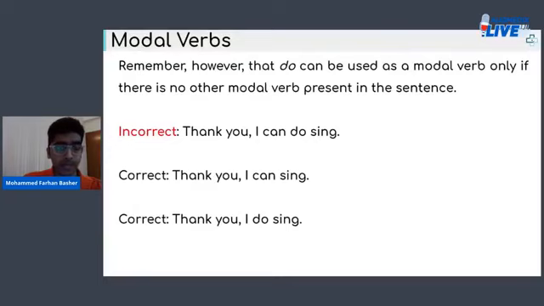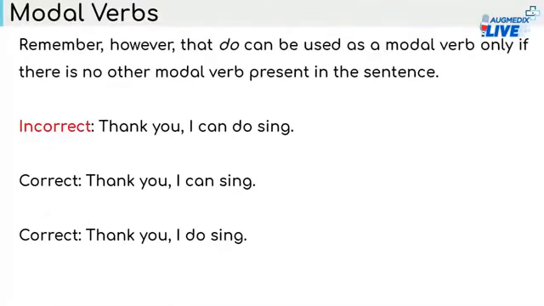Remember, however, that do can be used like this only if there is no other modal verb present in the sentence. For example, you cannot say, I can do sing. When you already have a modal verb in your sentence, you cannot follow it with the verb do. You only keep do when you don't have a modal verb. So we cannot say, I can do sing. That is incorrect. We say, I can sing, or, I do sing. That is exactly how we go about it.